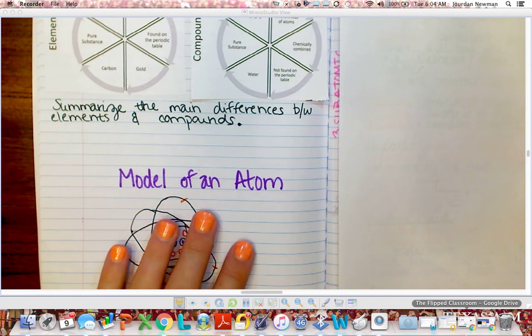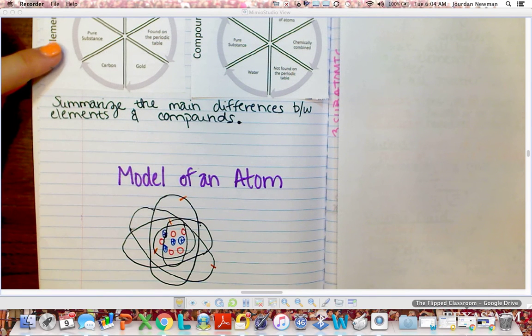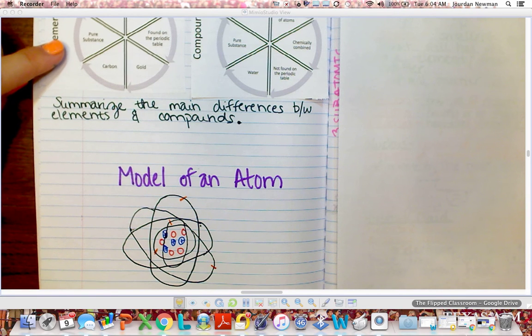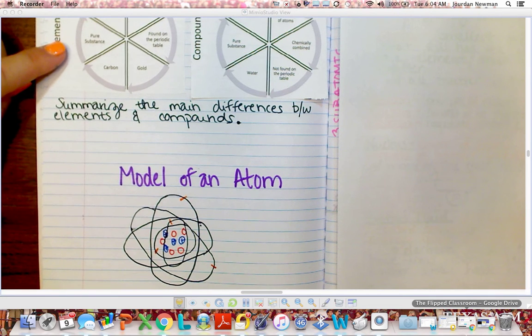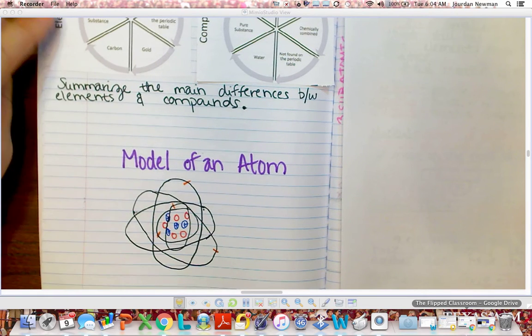Okay, atoms are basically just small pieces of an element. Elements are our purest substance. We find them on the periodic table, okay? And atoms are just pieces of that element.